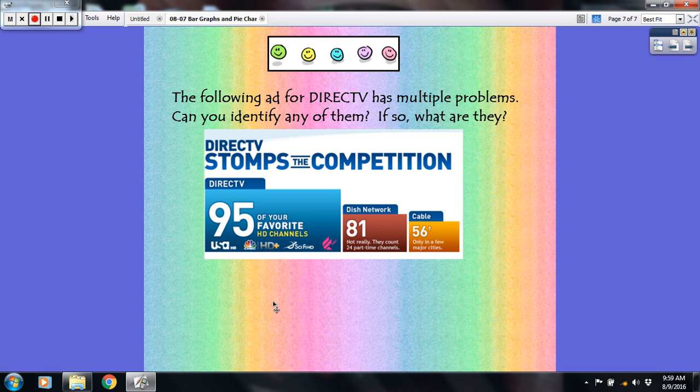You could make an appropriate bar graph that would show DirecTV having 95 HD channels, Dish Network having 81, and cable having 56. So you could make this a legitimate bar graph, but it would not look like this, for the reasons that I've mentioned.